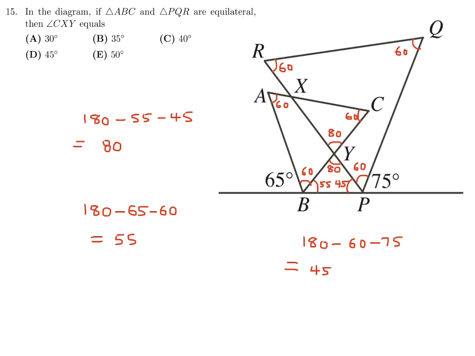And then finally, we get to the angle that we have to figure out, CXY. And CXY is this angle right here. Well, again, that's going to be 180 minus 60 minus 80, and that is equal to 40. So number 15, the answer is C.